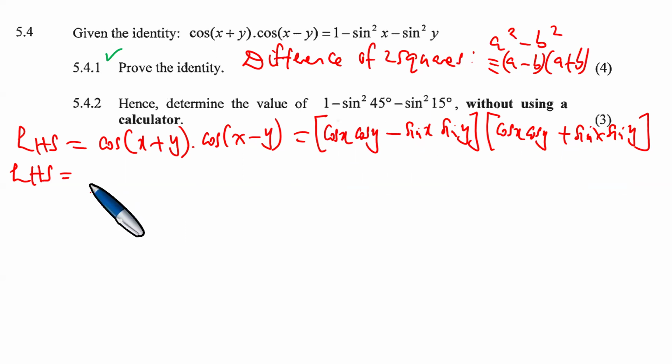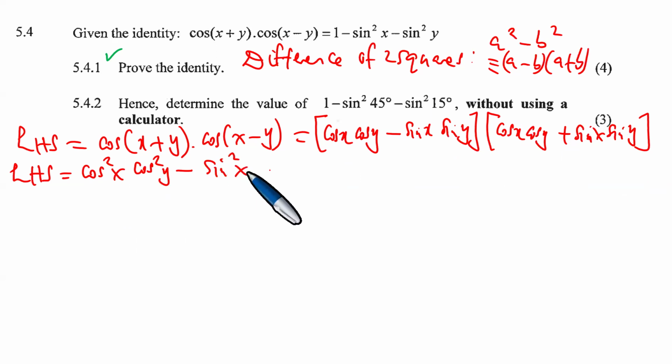Okay, so at this point, we can just multiply these with that, which means it's going to give us cosine squared x, cosine squared y. So just multiply this with that and this with that only. Difference of two squares, so which is sine squared x, sine squared y. Okay, that is what we are able to achieve.